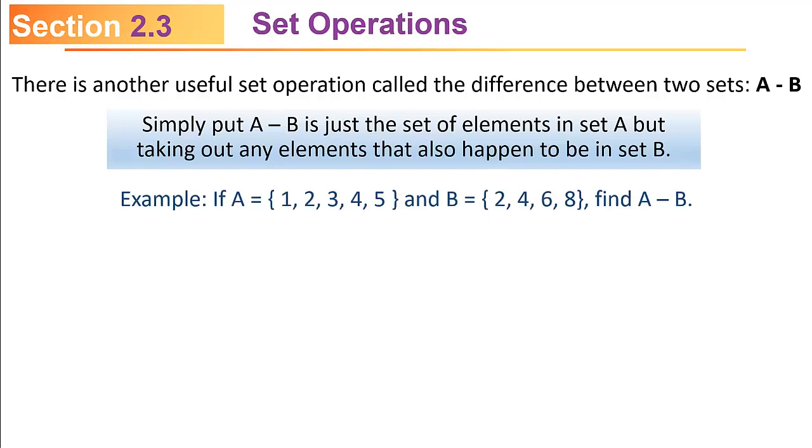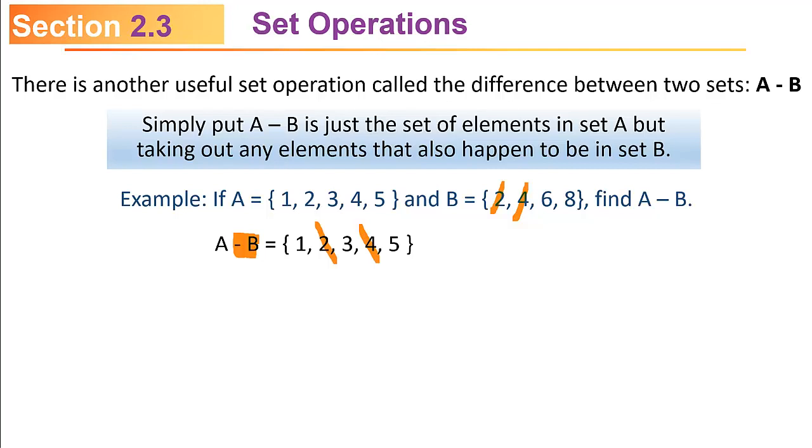So for example, if A is a set containing the numbers 1, 2, 3, 4, 5, and B is a set containing 2, 4, 6, and 8, if you want to find A minus B, the first thing you do is write down all of A. And then you take out anything that's in B. So if you look through there, there's no 1 in B, so 1 stays. But there is a 2 in B, so 2 has to go away. There's no 3 in B, so it stays. But there is a 4 in B, so it goes. There is no 5 in B, so it stays.